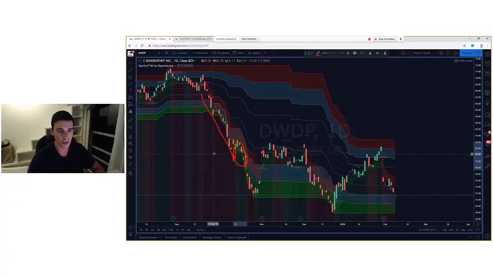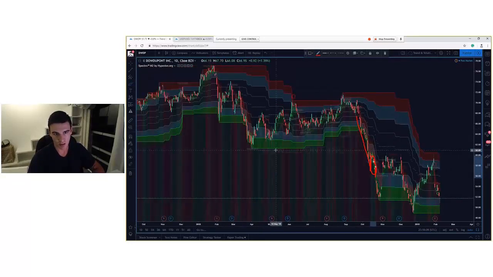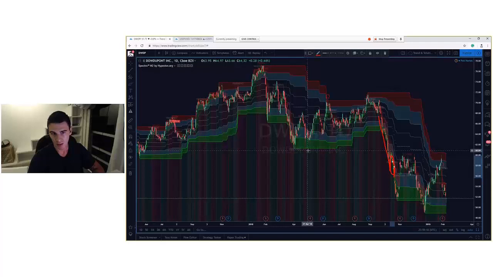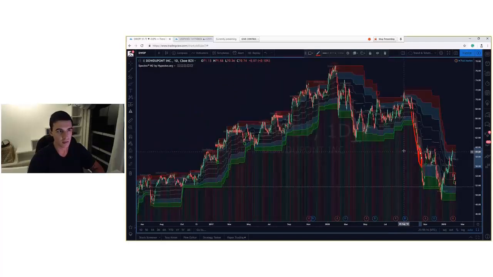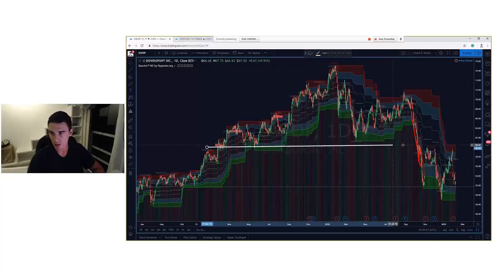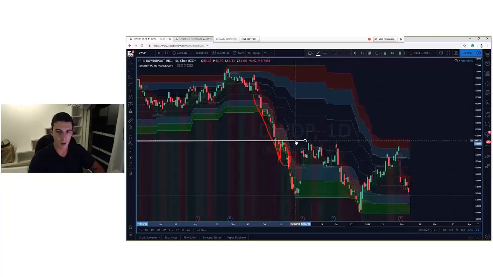Which is completely understandable, because probably this is a strong support if you look at it. You see, it has kicked a few times here. So probably some people are like, okay, it's going to bounce. So why would I not buy there?